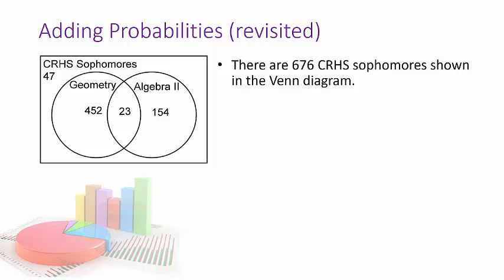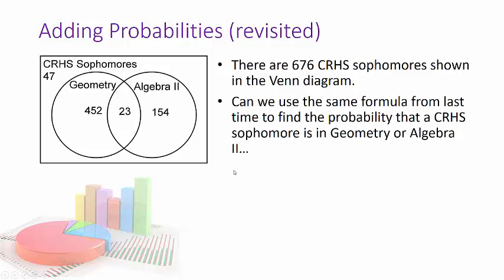Now, this only includes geometry and algebra 2. So you're like, oh, what are these other 47 sophomores doing? Well, they could be in pre-cal. They could be in my AP stats class. Some of them are. They could be in Calc AB, believe it or not. Or they could be in any other different math class. So there's 676 sophomores. This is from the year I looked at it.